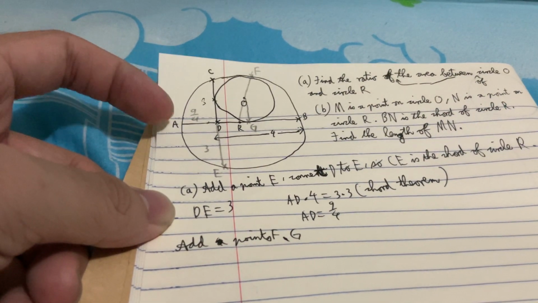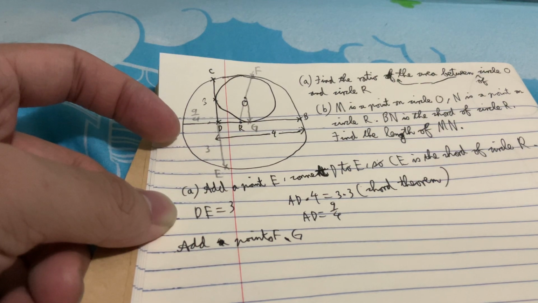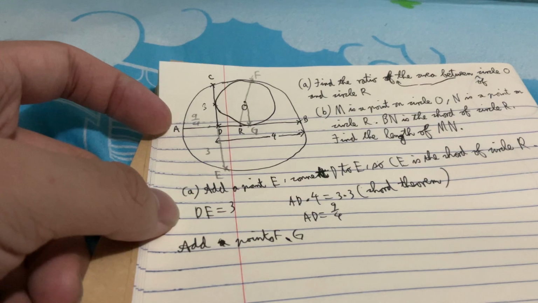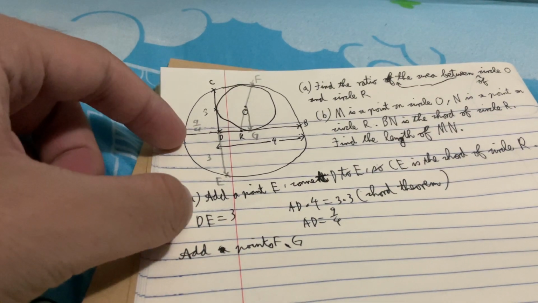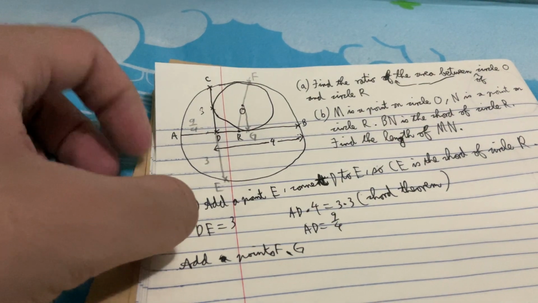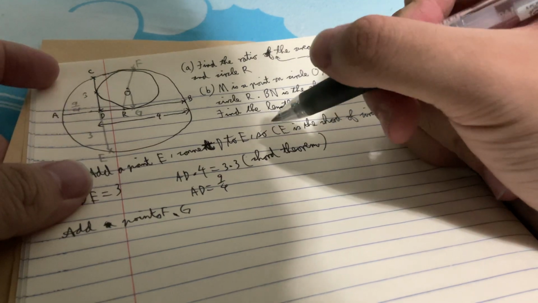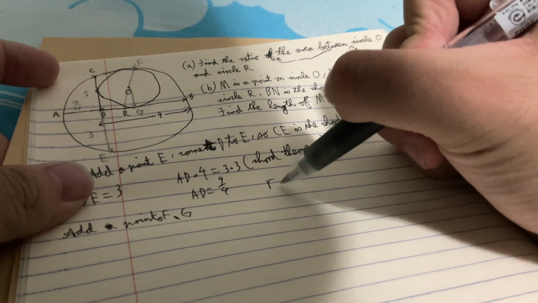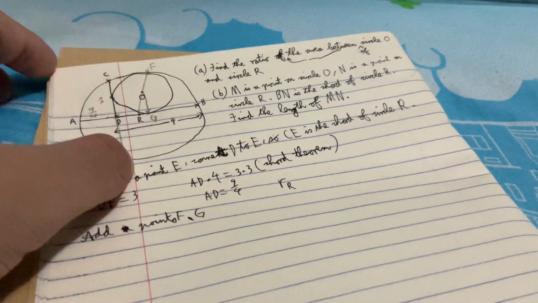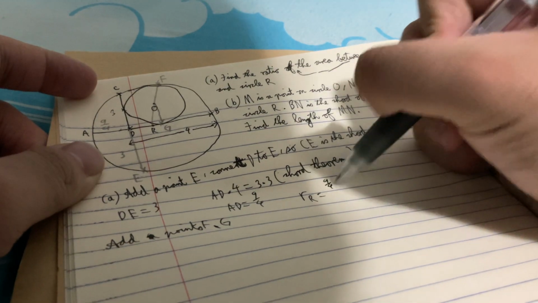Here, I'm going to wait a minute. We can find the radius of circle R first, because we know that AD is equal to 9/4, and then DB is equal to 4, so we can conclude that the radius of circle R is equal to RR, like that.